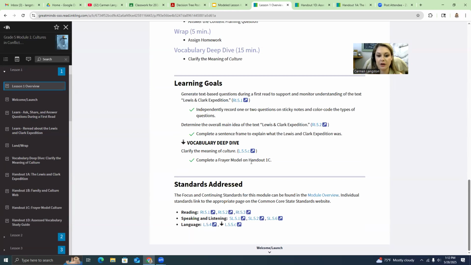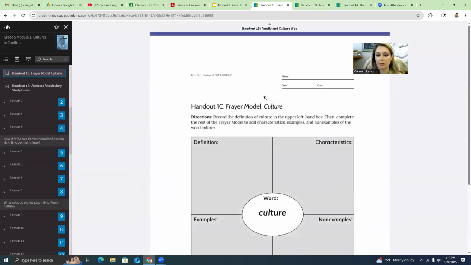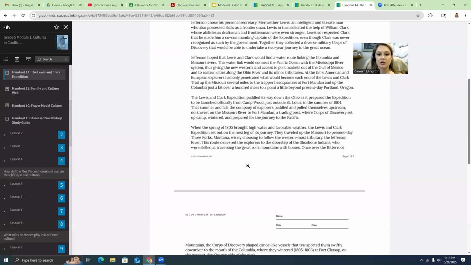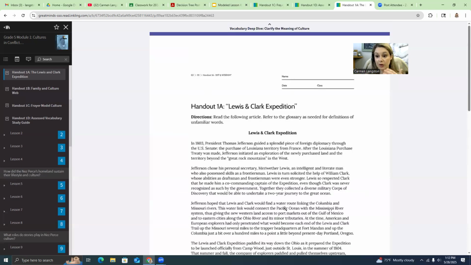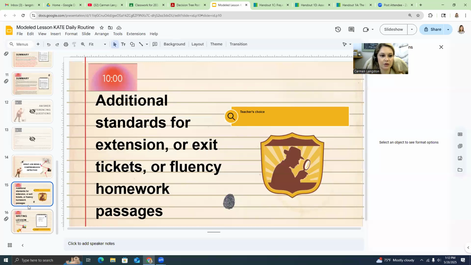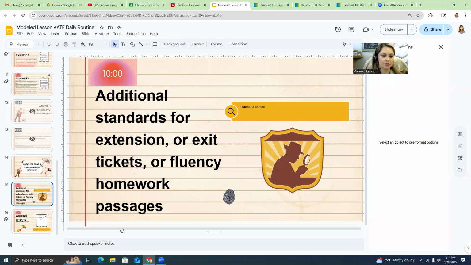They're going to complete a Frayer model on Handout 1C. So with that, I would go ahead and let them do Handout 1C. We would talk more about culture. They would complete that Frayer model. And then they are given Handout 1D, which is a vocabulary study guide. They can take that home or put it in their notebook. And I always try to let them reread what I read to them today. So Handout 1A would then be for them to work on their fluency with. So they would complete the Frayer model with the last 10 minutes. There's probably only a couple minutes left after that. Set a timer and let them read.